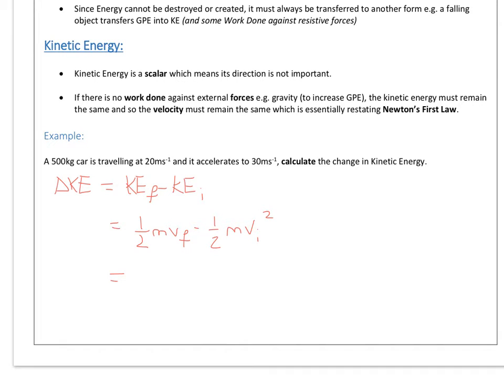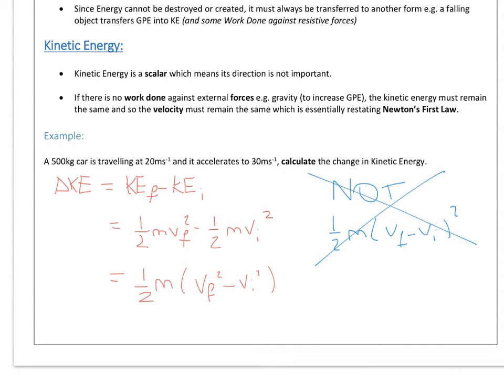So we can factorize this. We can take the half m out of both expressions to simplify, and we get half m times Vf squared minus Vi squared. As a side note, it is definitely not half m times Vf minus Vi, all squared. It's not that. I've seen a lot of students do this. If you multiply out that bracket, those two expressions are not the same. So be careful. We want the expression I've got in red here.